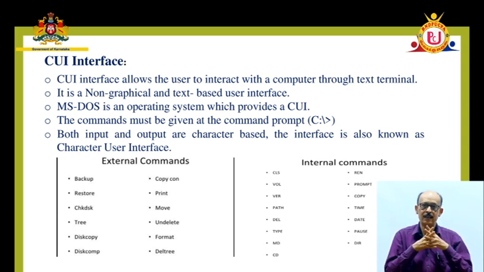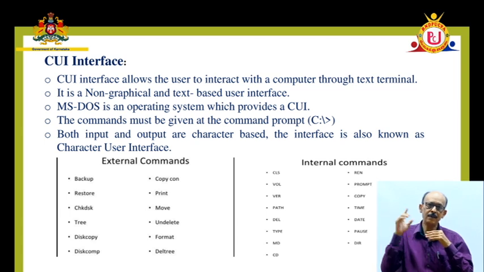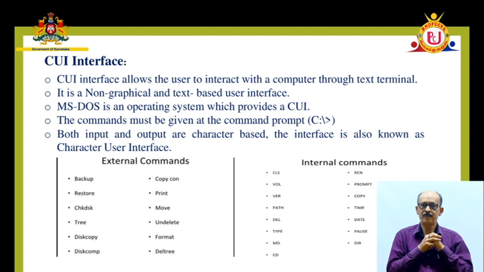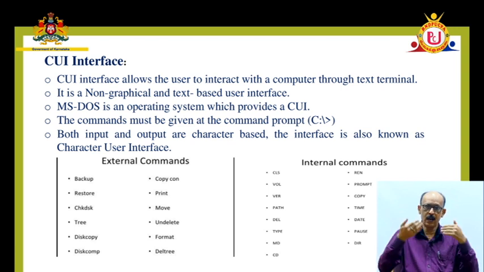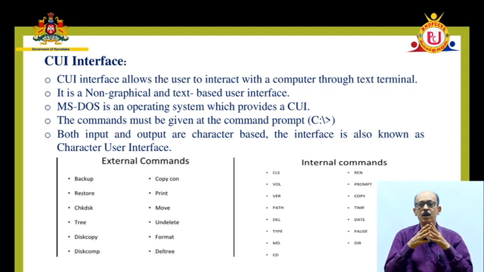Hundreds of commands will be there. You can see the examples given: some external commands, internal commands, and some such things. Sometimes thousands of commands, depending on the operating system. In Unix, hundreds or thousands of commands can be there. You need to remember all those commands to operate the computer, to interact with the computer, for our own activities or jobs.